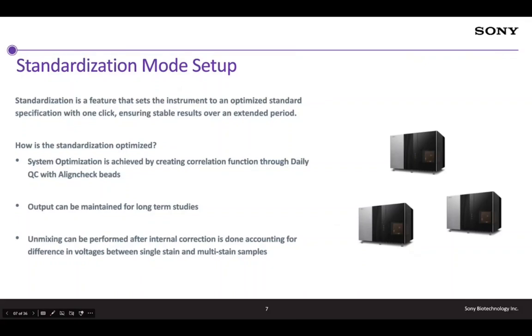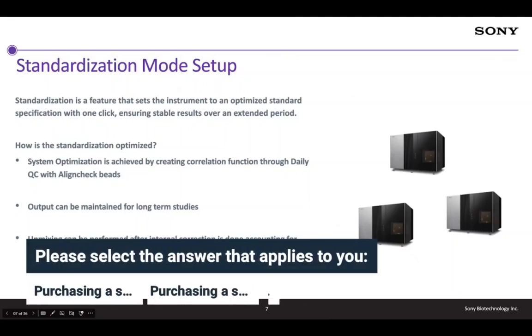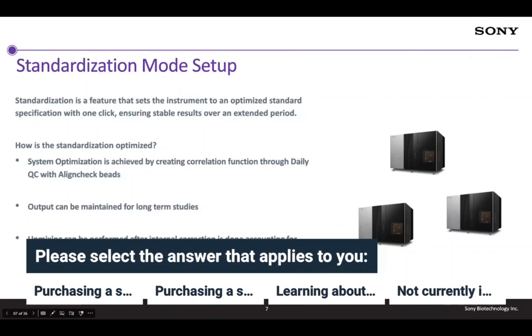Another thing that happens during the standardization mode set up during the daily QC is that the ability to run your single color controls and your fully stained samples at different voltages is enabled. And this is because all of the data that is recorded on the ID is corrected back to the same internal standard between the different detection decks. We'll talk a little bit later about why this may be important for your data, but this is really going to increase your workflow flexibility. So you have stability and flexibility coming out of your standardization mode.